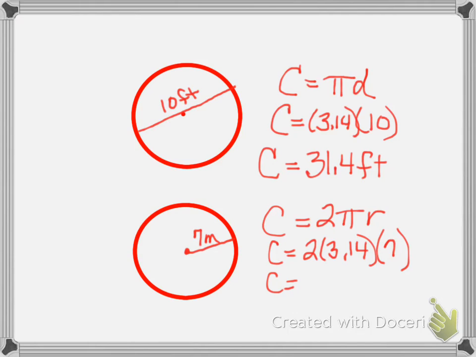All right. If anybody's got their calculator pulled up, do you have your calculator pulled up? 43.96. And we would say meters. Yep. So you do 7 times 3.14 times 2. Yes, or 2 times, either way, 2 times 3.14 times 7, yeah.